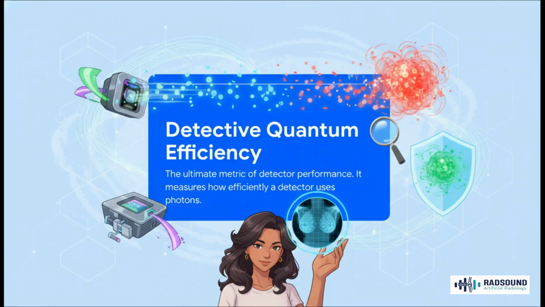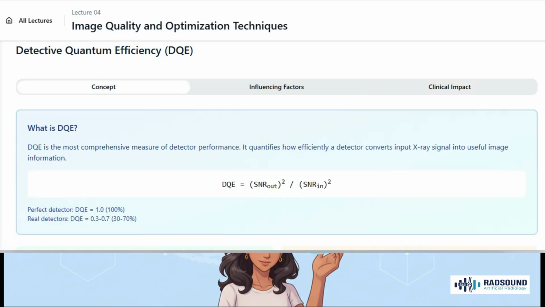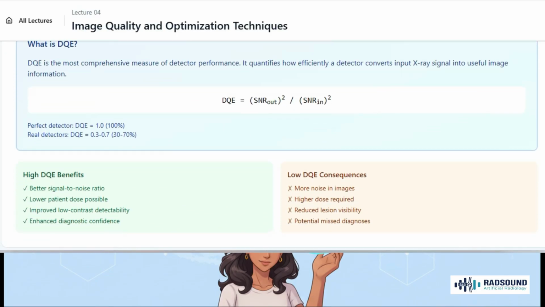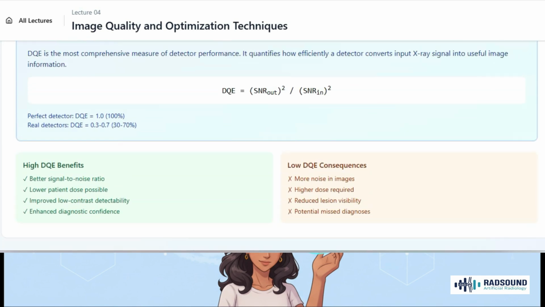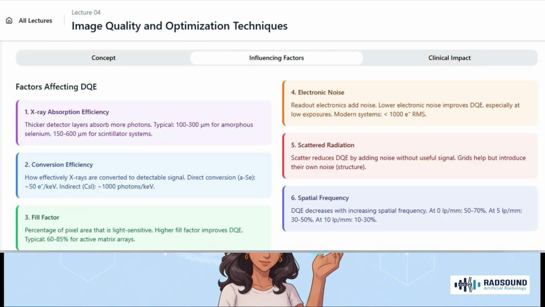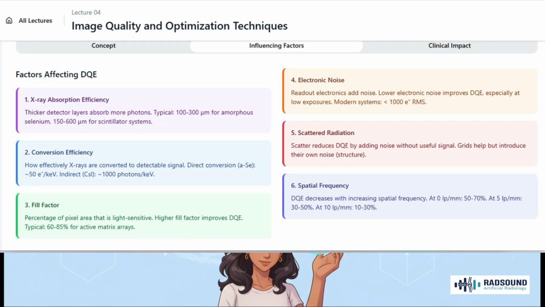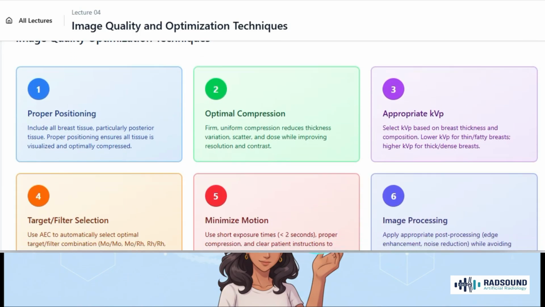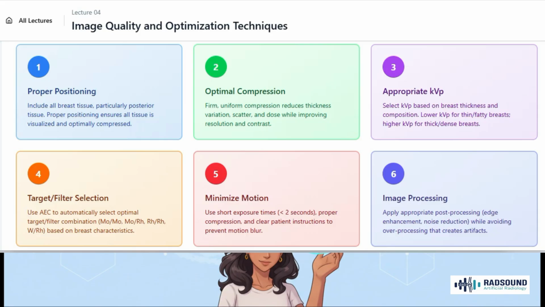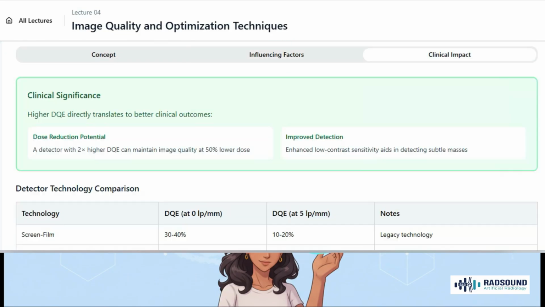And it's called detective quantum efficiency, or DQE. DQE is the ultimate measure of how good a detector is, plain and simple. It tells you how efficiently that detector takes the X-ray photons that hit it and turns them into useful image information without adding a bunch of its own noise. Basically, a detector with a high DQE wastes fewer photons.